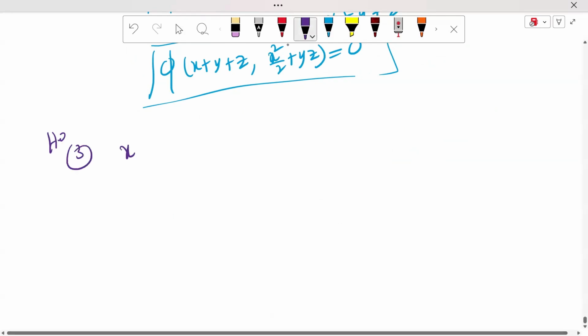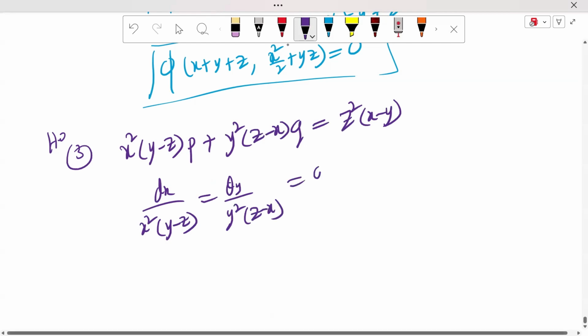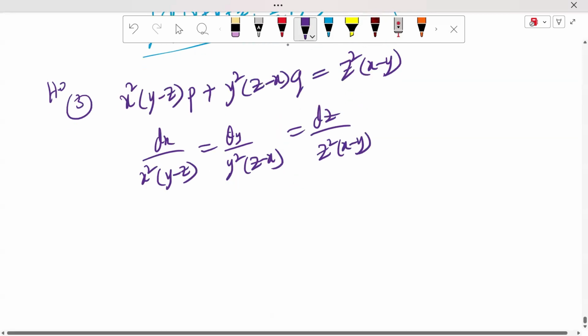Solve x square into (y minus z) into p plus y square into (z minus x) into q is equal to z square into (x minus y), sir. It is in the form dx by x square (y minus z) is equal to dy by y square (z minus x) is equal to dz by z square (x minus y), sir. Here, observe that x square, y square, z square are homogeneous.